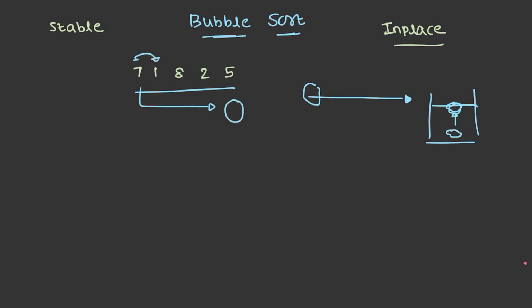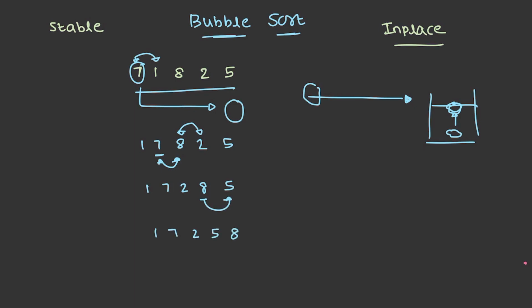Both of these elements will be compared. 7 is greater than 1, so it will be swapped and moved further. The comparison at the second position is over. Now the comparison moves to the third position. Both of these will be compared. They have to be interchanged. And finally the comparison happens at this place and both of them will be interchanged.